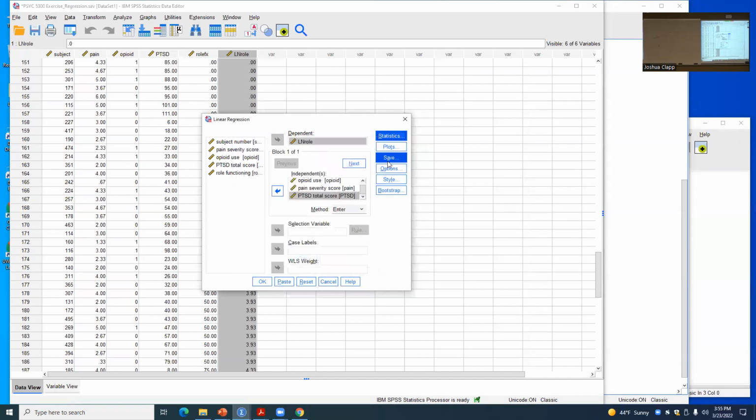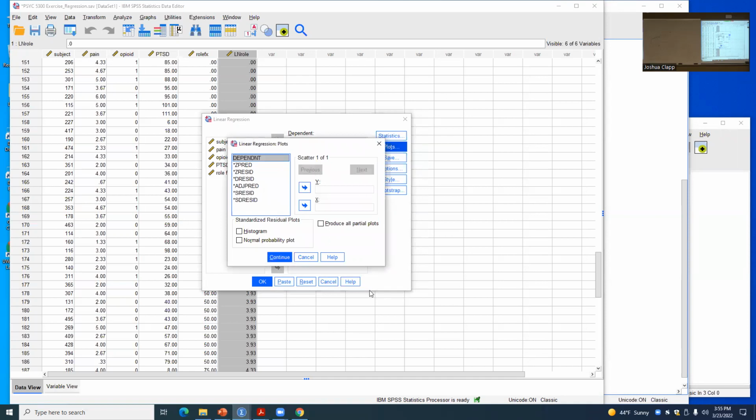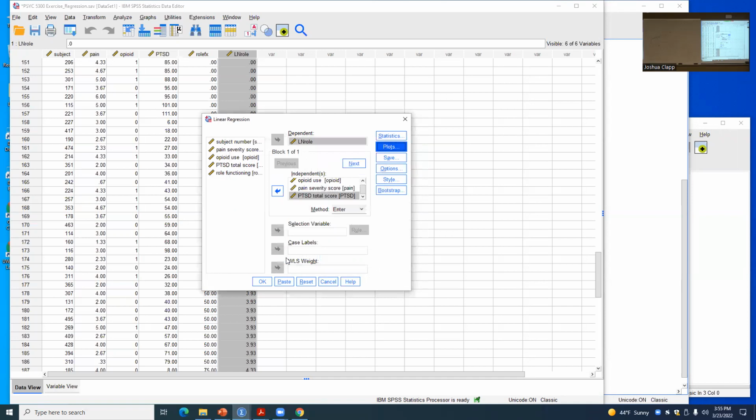Then we're going to hit continue for our plots. We're going to ask for some residual plots. We're going to put our Z predicted on our X and our studentized residuals, these are deleted residuals, on our Y. And then I'm going to request histogram and normal probability plots for our standardized residuals, and feel pretty good about that. I'm going to hit continue there.